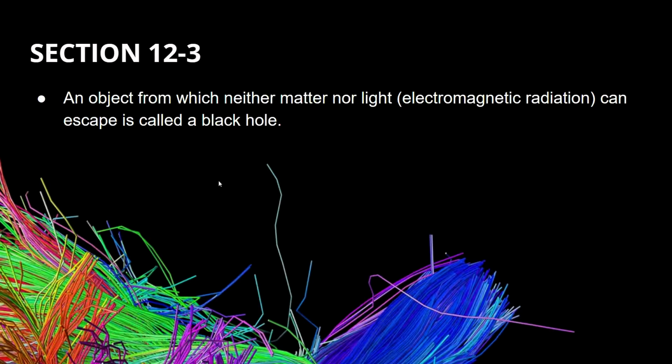Okay, so matter and light cannot escape from a black hole. Already kind of weird to just think about. We don't really think of light interacting with things. It just kind of does its own thing and we just let it. But an object from which neither matter nor light can escape is called a black hole.